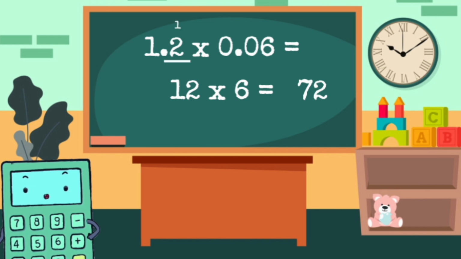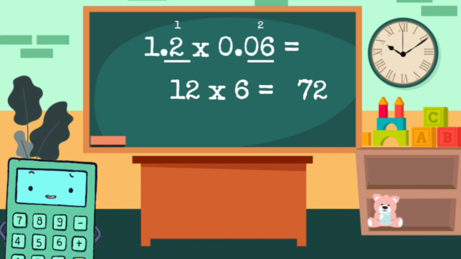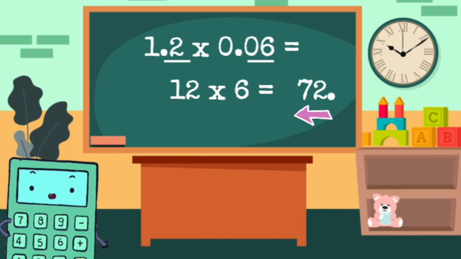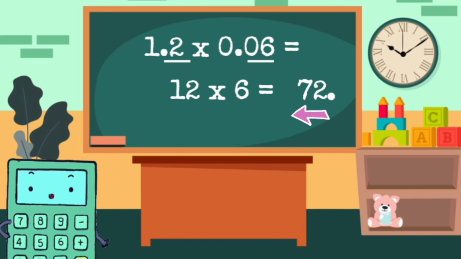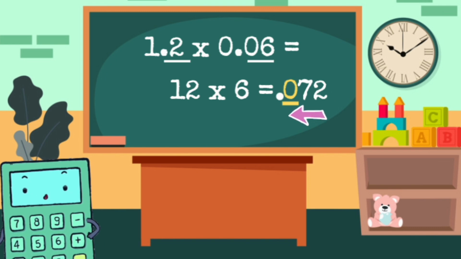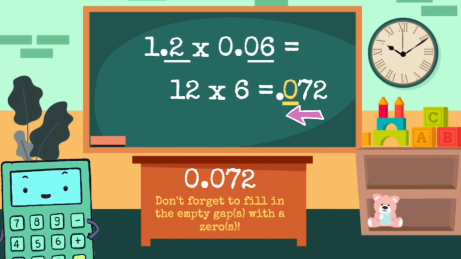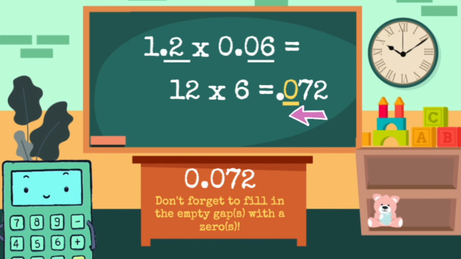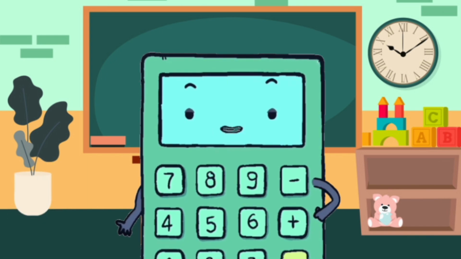We have 1 decimal place in 1 and 2/10 and 2 decimal places in 6/100. That's 3 decimal places total. Now, we slide the decimal point 3 places to the left. And the answer is 72 thousandths. See, you just have to count the decimal places and move the decimal point. Now you can multiply decimals like a pro.